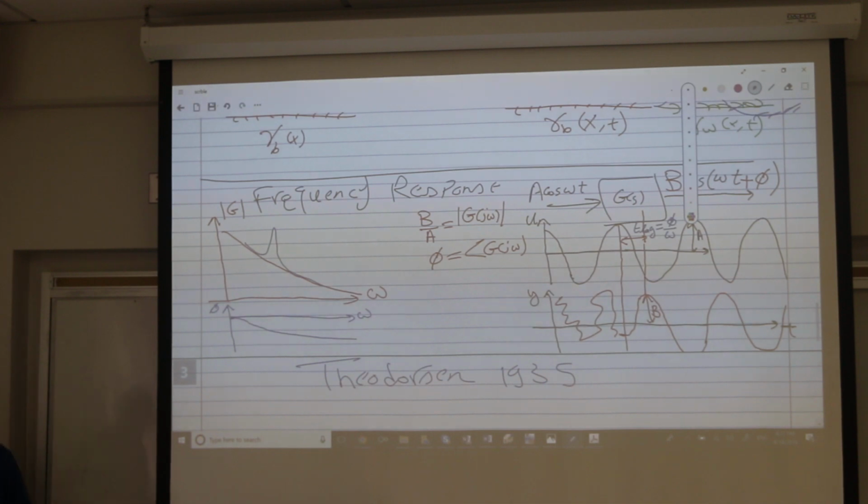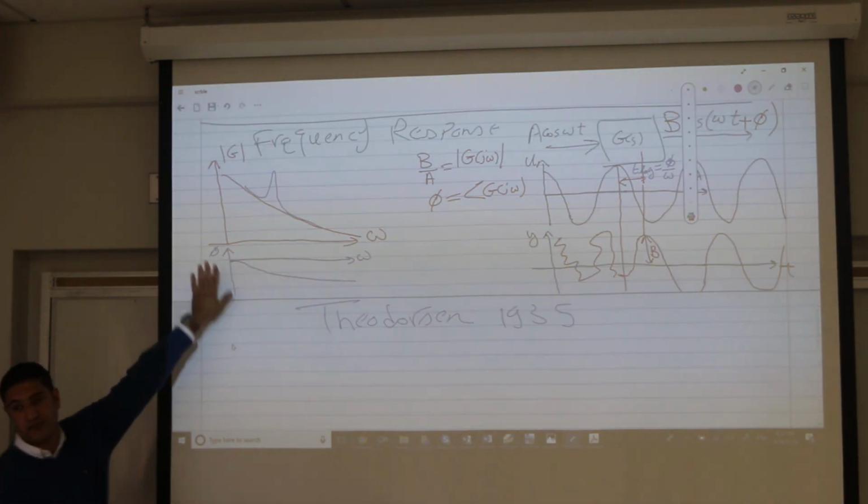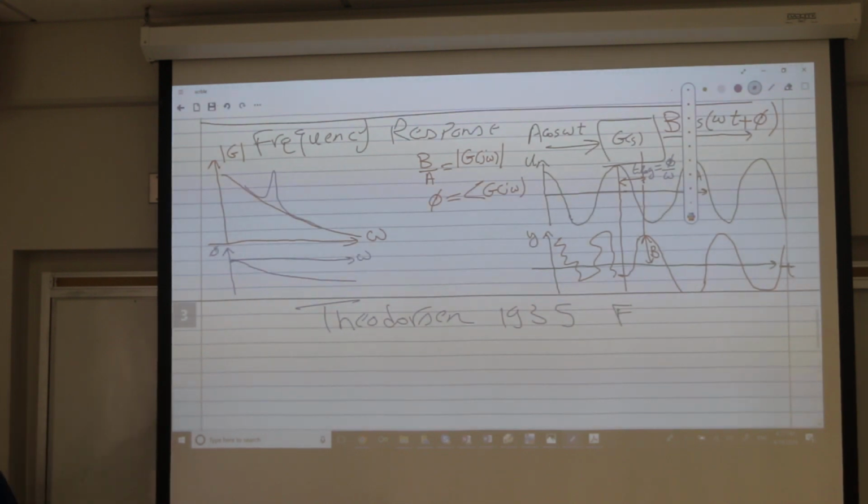Response of unsteady aerodynamics to small angular motion using potential flow. So we get a complex transfer function, magnitude and phase. Okay? And this is what we call the frequency response. In the last lecture, it was a review.